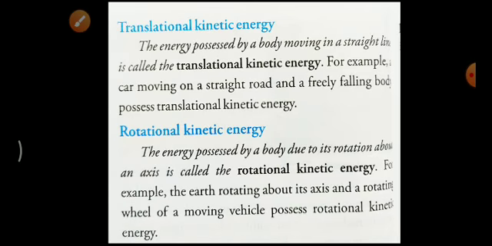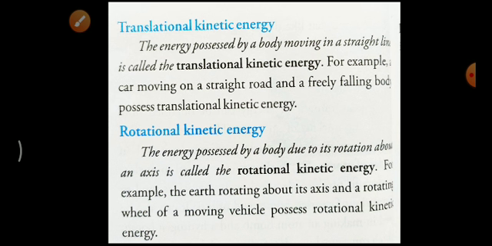The energy possessed by a body moving in a straight line is called the translational kinetic energy. If an object is moving along a straight line, then it is translational motion, and you know that if any object is moving, it contains energy, and that energy is kinetic energy. For example, a car moving on a straight road and a freely falling body possess translational kinetic energy. Simple one only.